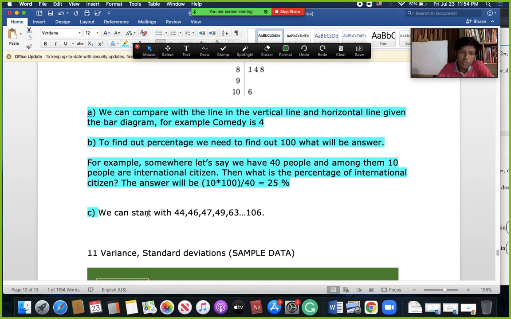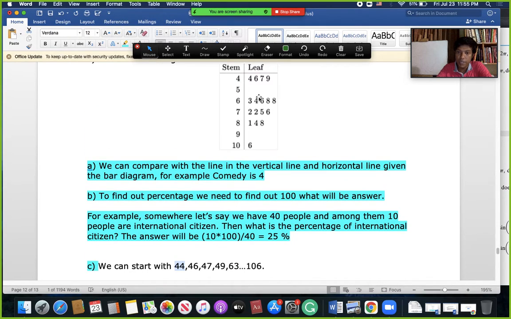For the stem and leaf, the idea is we can start with 44, 46, then your last number will be this and the first number will be this. This way it will continue. There will be some other numbers. Do not give dot dot dot in your answer. I just gave it here to mean that there are other numbers in the dot dot dot. Okay.